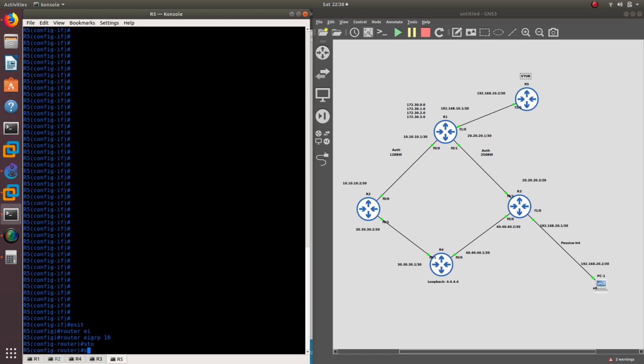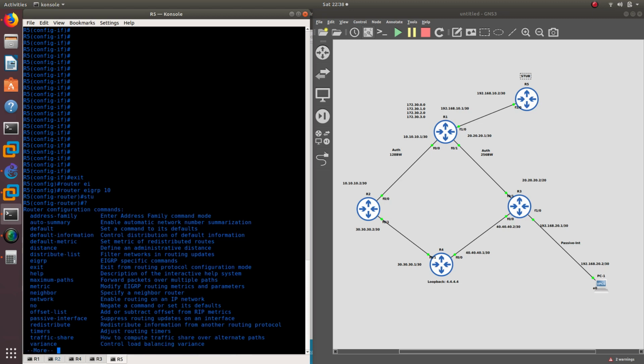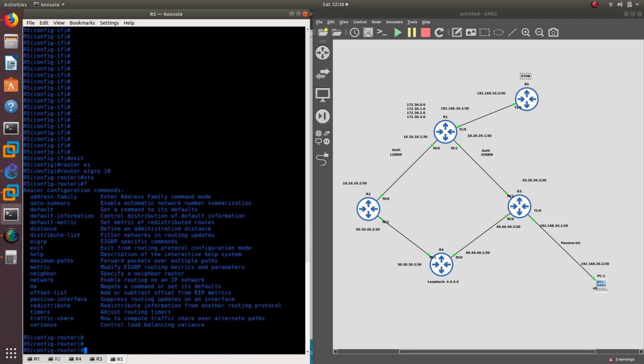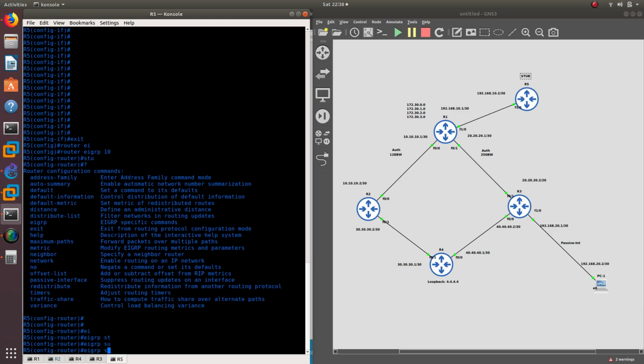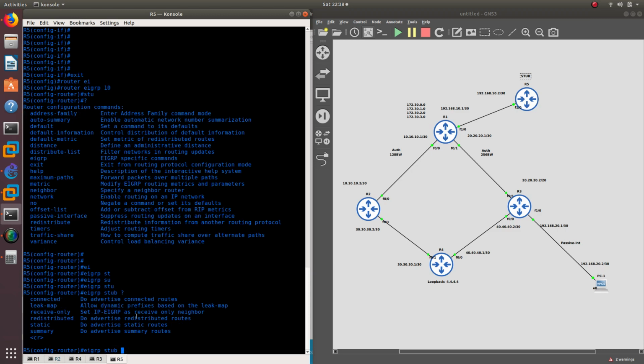All you have to do is, let's see if I remember, variance. So you have to do eigrp stub, right? And it asks you what do you want to set it for. If you only set eigrp stub, it's going to set it as connected, which means that it's only going to advertise connected routes, and also summary. It's going to advertise summary routes if you just set it like that. But if you want to set it up to whatever you want, you could do that. So if you set it up to only connected, it's going to advertise connected routes.